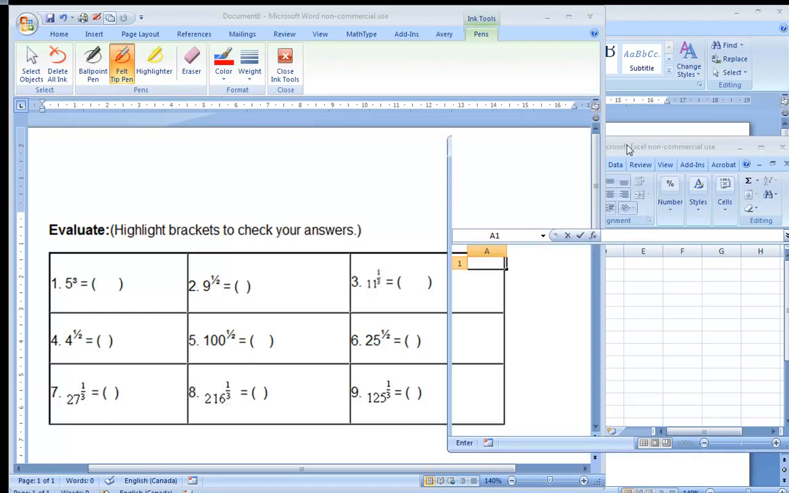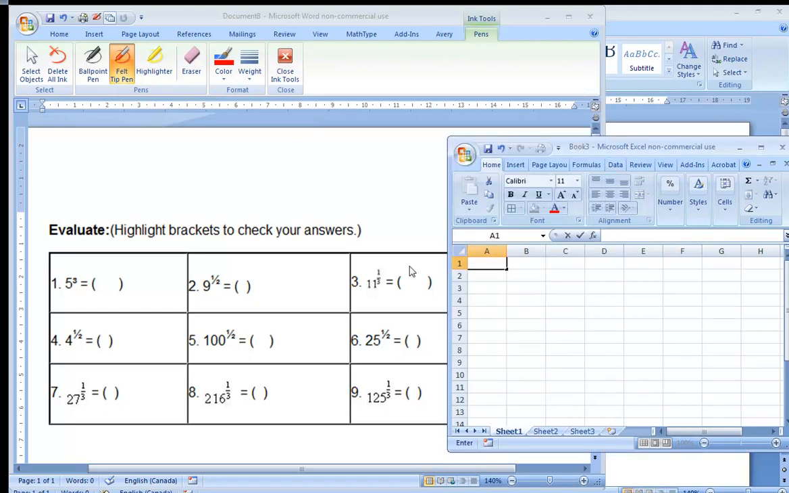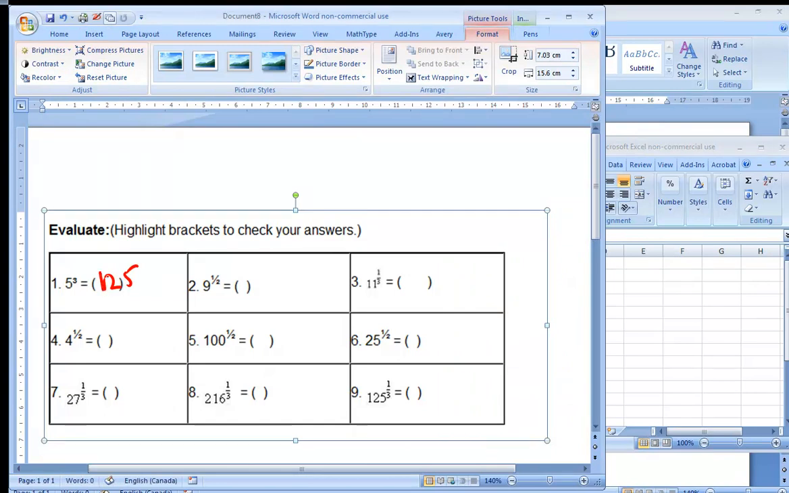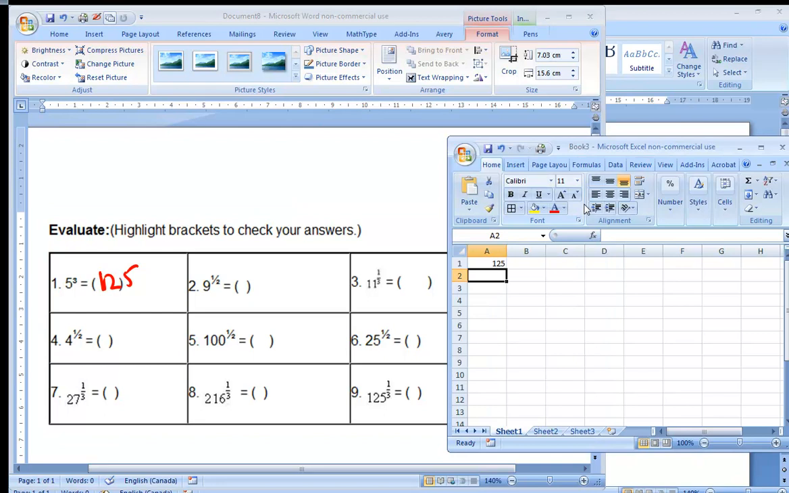So I just want to run through some of these with you. You can do Excel or you can use a calculator if you want. And this one I'm going to say equals because I'm doing a calculation, 5 to the power of, so shift 6, 3 equals, and I get the 125. So I'll write that one in here, 125.